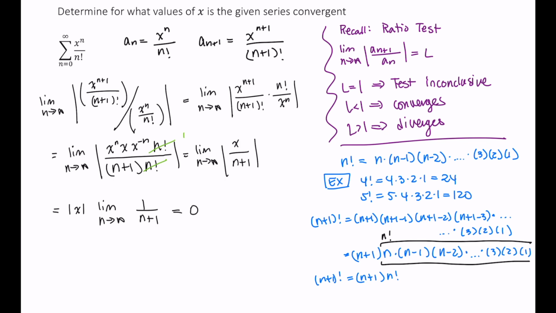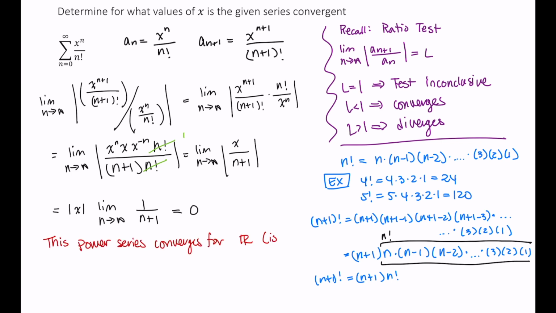And that is for whatever value of x we have, since 1 divided by n plus 1, and n is growing without bound, so 1 is going to be divided in essence by a very large number. That gives us 0. And 0 times anything is just 0. So this power series converges for all real numbers.